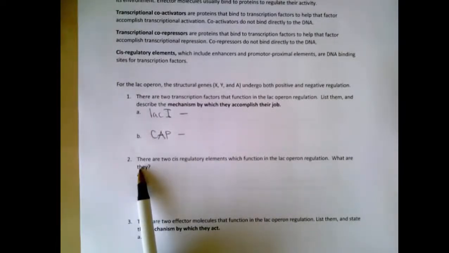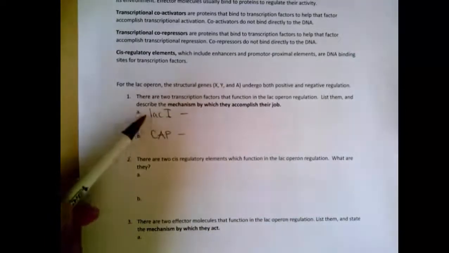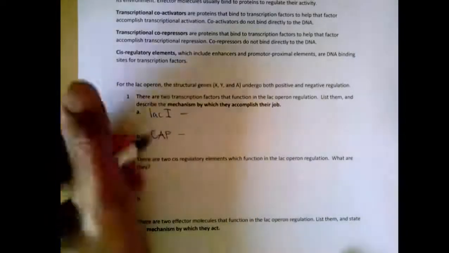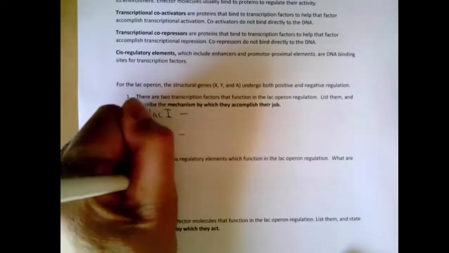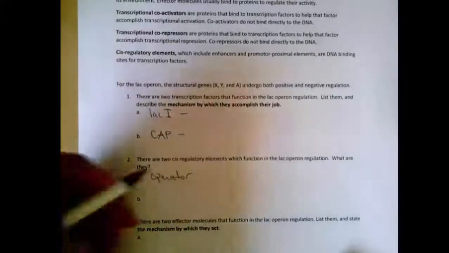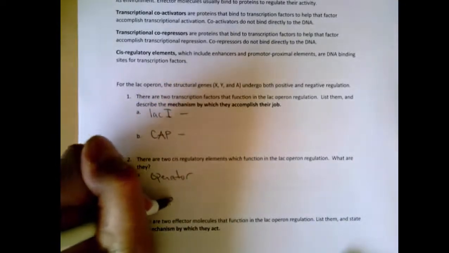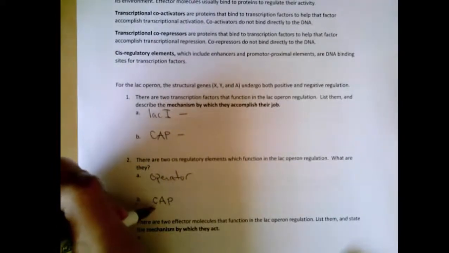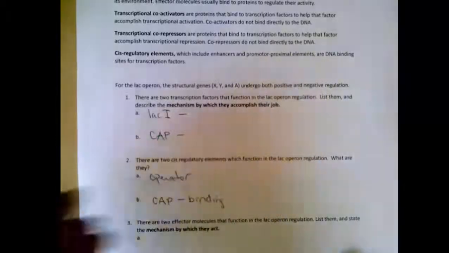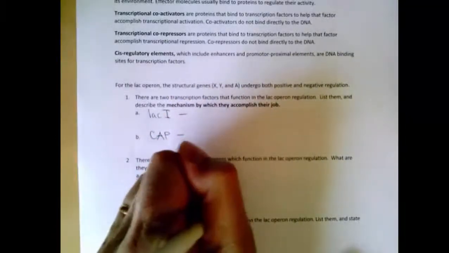There are two cis-regulatory elements in the lac operon. These would be the binding sites for these two transcription factors. And so the binding site for the lac repressor would be the operator, and the binding site for CAP is just a sequence right next to the promoter. It doesn't really have a specific name. We're just going to call it the CAP binding site.